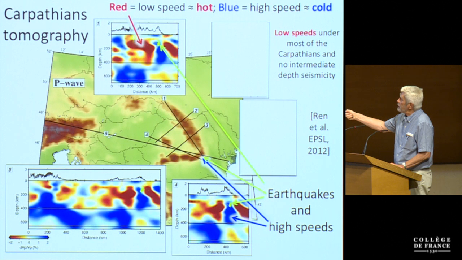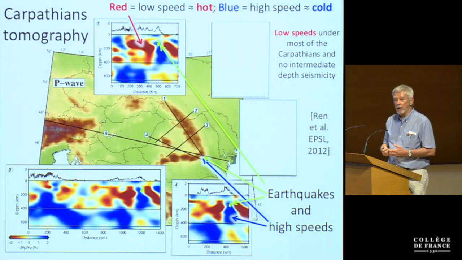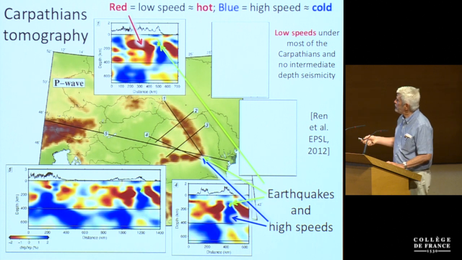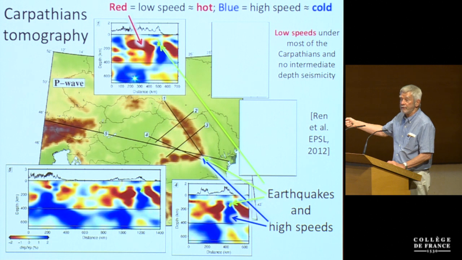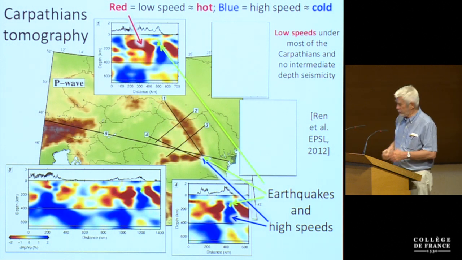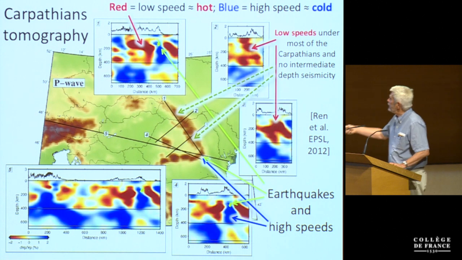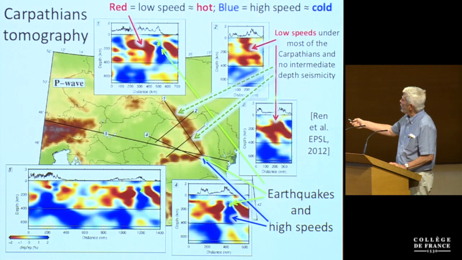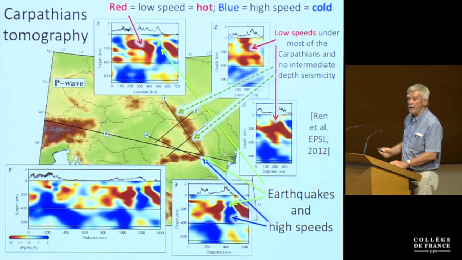Most of the Carpathians are not underlain by high-speed material. They're underlain by low-speed material. So you wouldn't be putting a slab of lithosphere underneath that. This is the only place where you have these intermediate depth earthquakes and this high-speed material. And then 2 more profiles going across in here. Again, it's all low-speed material underneath the Carpathians.